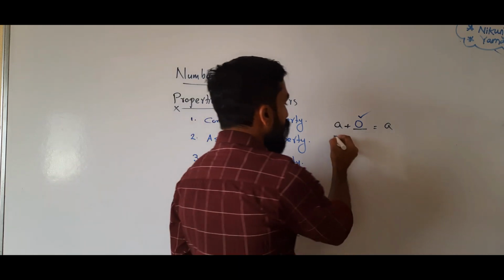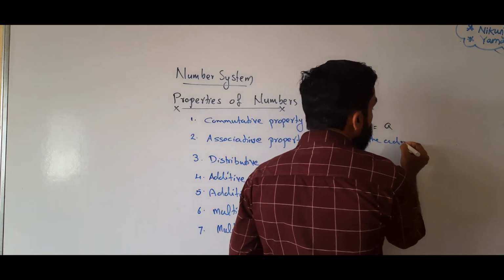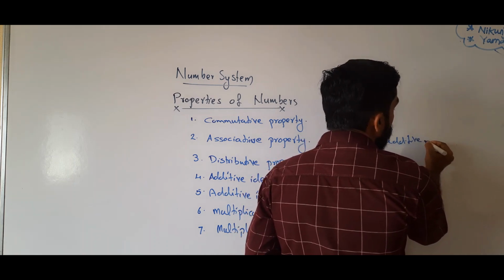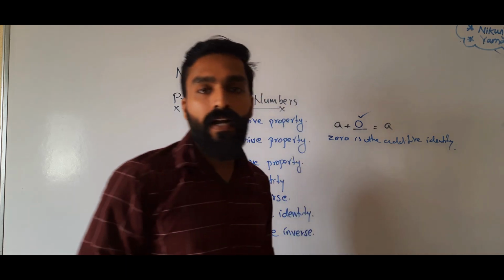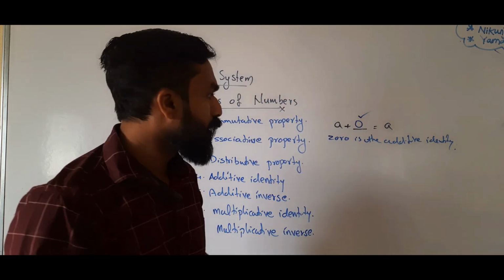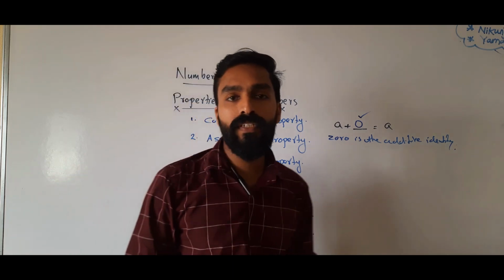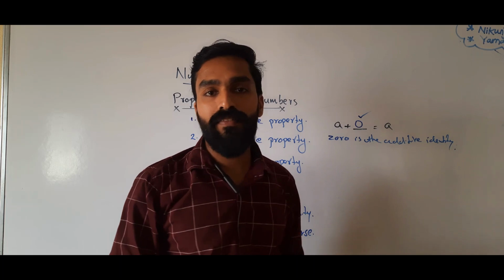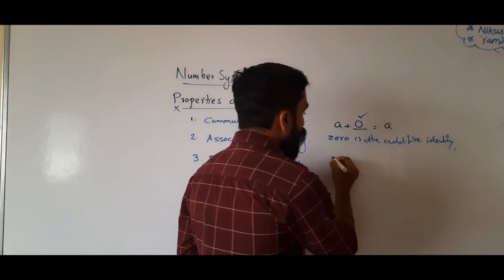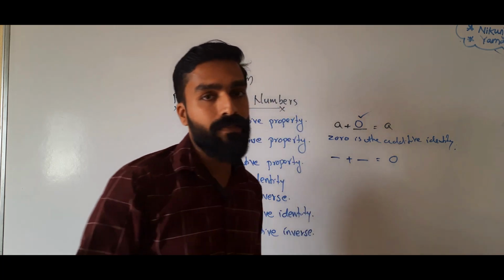Okay, 0 is the additive identity. Next we are discussing additive inverse. Additive inverse means if we are adding any two numbers, we have to get the additive identity. Meaning, if we are adding any two numbers, we have to get 0. 0 is the additive identity.